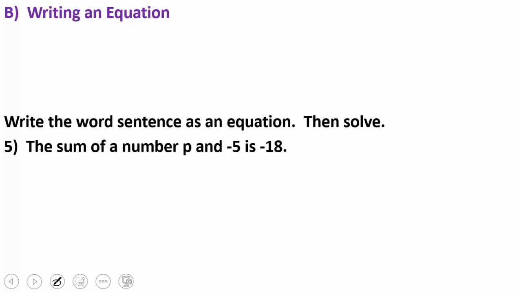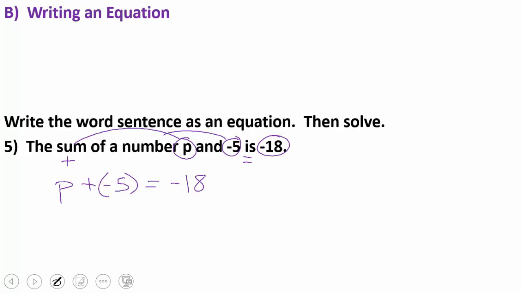It says the sum. Well, what operation is sum? That's right, it's addition. So we're going to have an addition equation of a number p, so we're going to use p, and negative 5. We're going to use negative 5 is negative 18. So what does "is" represent? That's right, it represents an equal sign, negative 18. So ladies and gentlemen, it's telling us that we're going to add these two together. The sum of these two numbers, p and negative 5, is equal to negative 18.